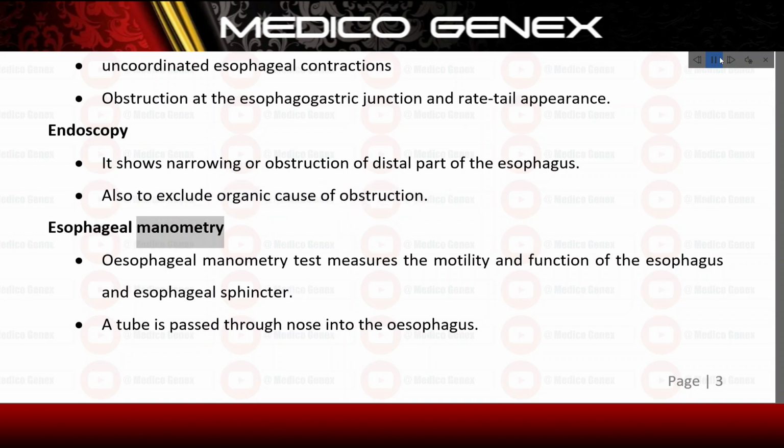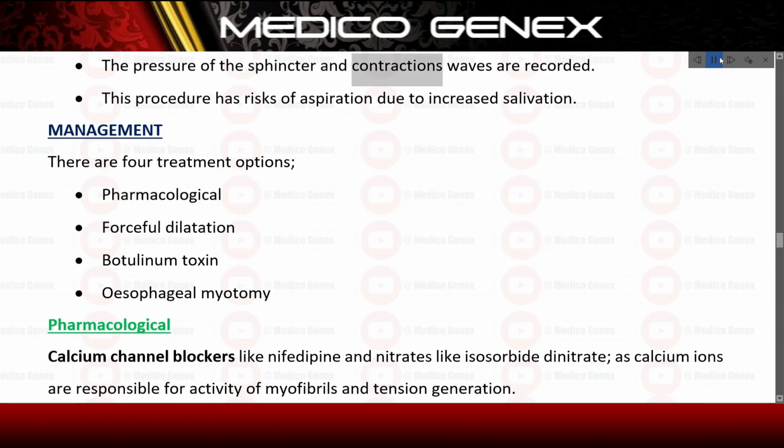Esophageal manometry. Oesophageal manometry test measures the motility and function of the esophagus and esophageal sphincter. A tube is passed through nose into the oesophagus. The pressure of the sphincter and contraction waves are recorded. This procedure has risks of aspiration due to increased salivation.